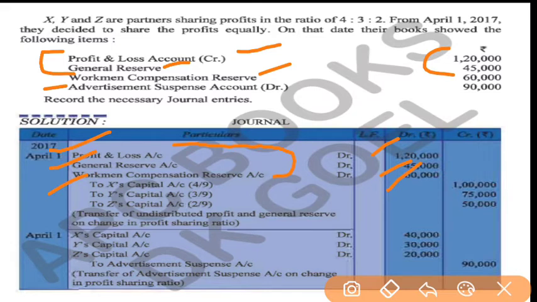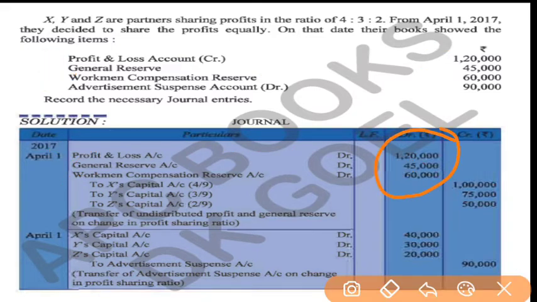60,000. Now we will add these three amounts, and whatever the total will be, it will be divided among these three partners in their old profit sharing ratio, that is 4/9, 3/9 and 2/9. So the profits will be debited and partners' capital accounts will be credited, and we will add up all the profits and divide them in their old profit sharing ratio.